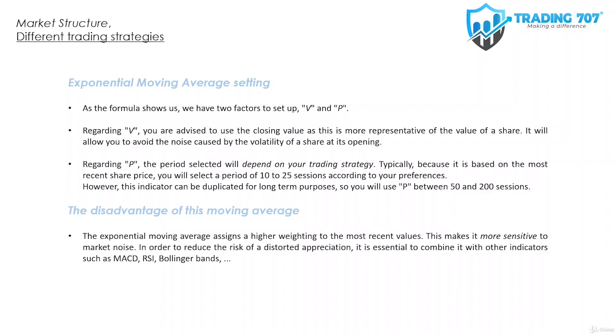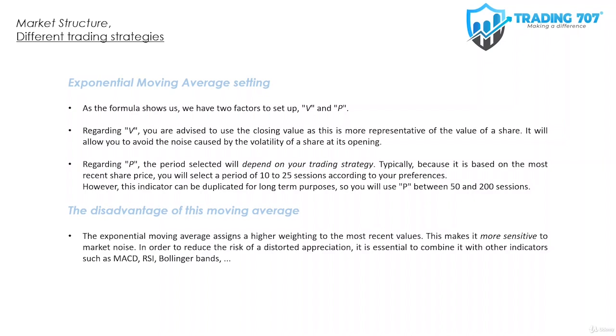Regarding P, the period selected will depend on your trading strategy. Typically, because it's based on the most recent share price, you will select a period of 10 to 25 sessions according to your preference. However, this indicator can be duplicated for long-term purposes, so you will use P between 50 and 200 sessions.